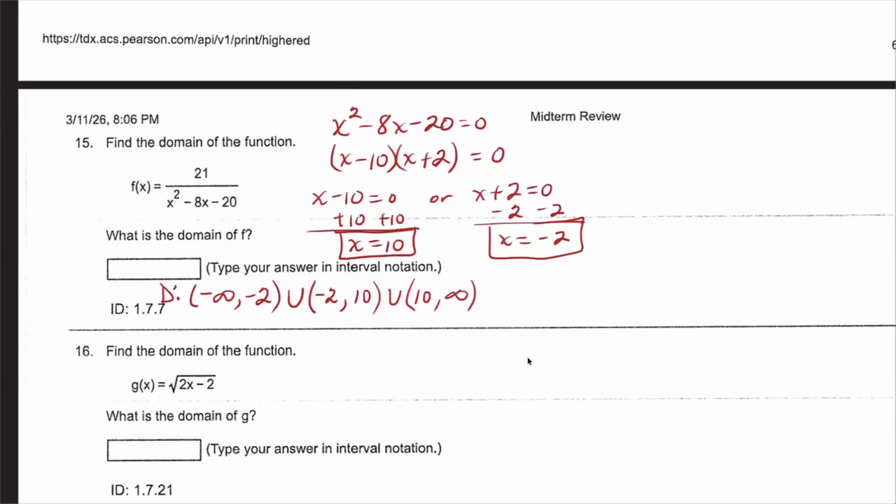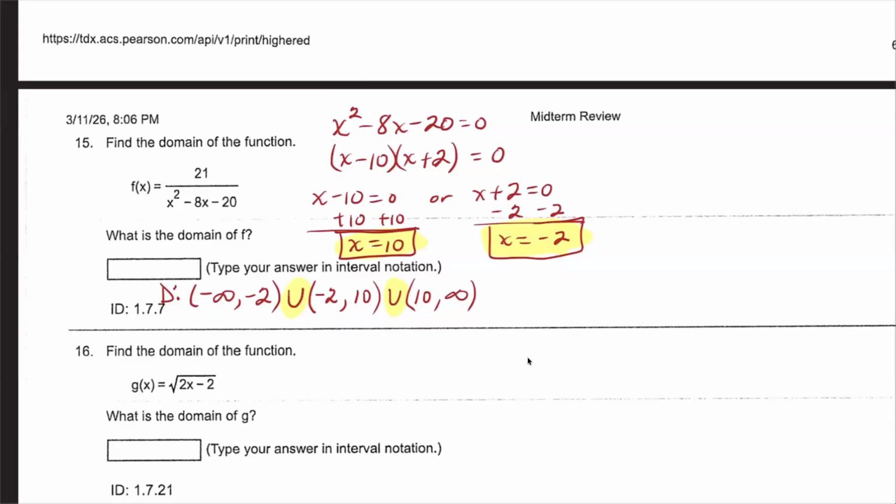So you have two values that you are excluding. So then you need to have two union symbols to indicate that those are the values that you are not including, that you're skipping over those. That little union symbol means there's a gap there. And the gap is where negative 2 happens and where 10 happens.